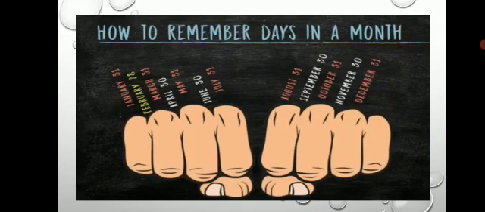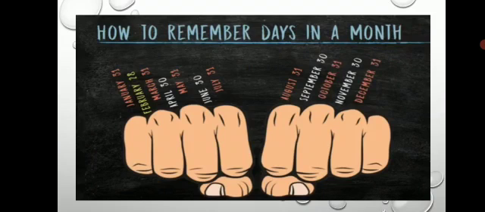Now children, how to remember days in a month? Now students, make a fist and start counting the months as shown here. If the month is on the knuckle, it has 31 days, otherwise it has 30 days, except the month of February. Children, you can count from any side, that is from left to right or from right to left.